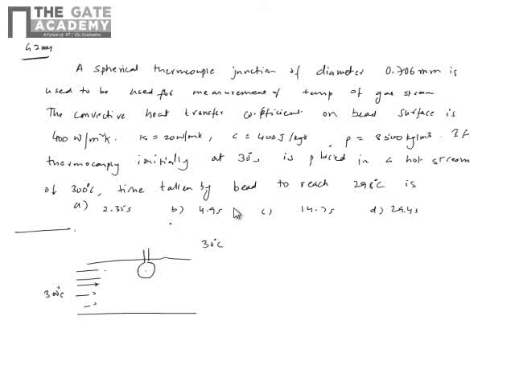So we need to find the time taken by the bead to reach 298. When its temperature goes from 30, which is at the start, to 298 degrees Celsius, the surrounding is always 300. So this is a lumped analysis. The important formula is that, let's say at time t the temperature is T: (T minus T infinity) by (T naught minus T infinity) is e power minus hA by rho C V t. This is again a pretty standard problem.